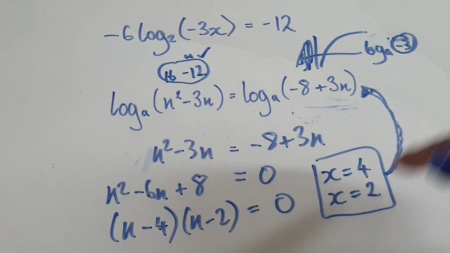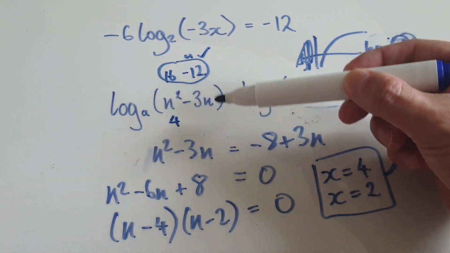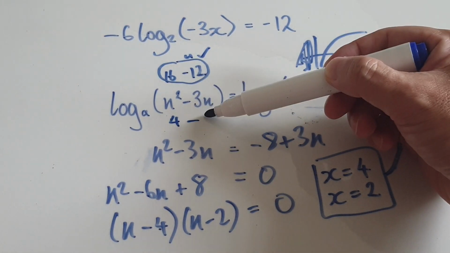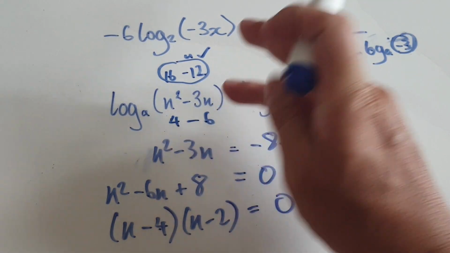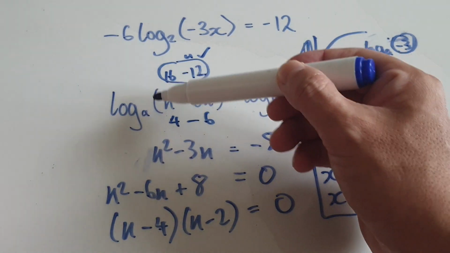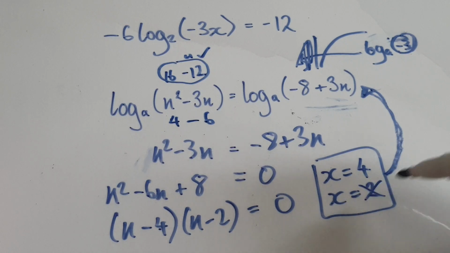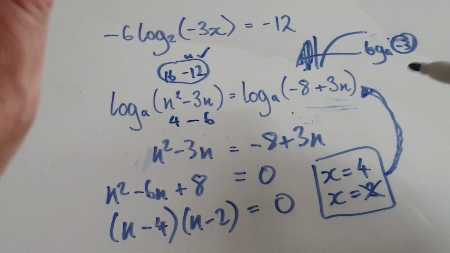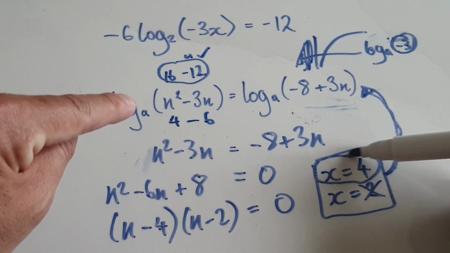Now let's check the number 2. Put the 2 into here. 2 squared would be 4. Put the 2 into here. That would be 6. 4 take away 6 is a negative number, so that's not allowed. You see, you're logging a negative number here, which is not allowed. So this is bad. Okay? So the answer is not 4 and 2. The answer is just 4. Okay?